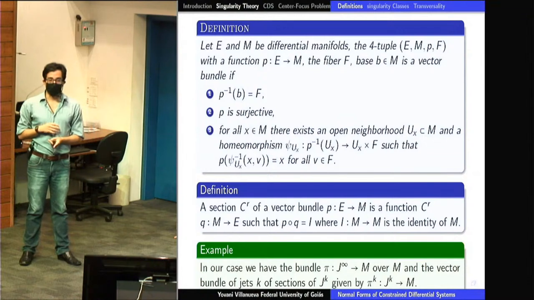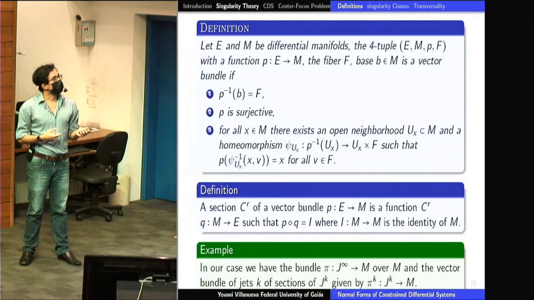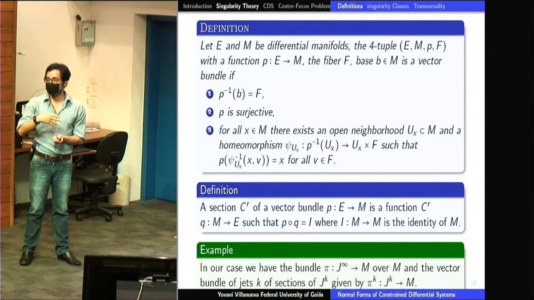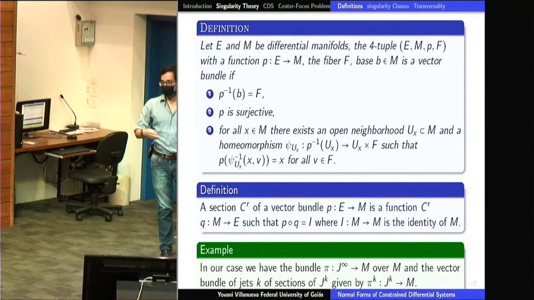Well, in this case, for differential systems, we will use as the general vector bundle, where the manifold will be this jet space with infinite dimension, which we can define as the inverse limit of the chain of k-jet spaces. The k-jet space is the set of all the k-jets that we can define over the function.